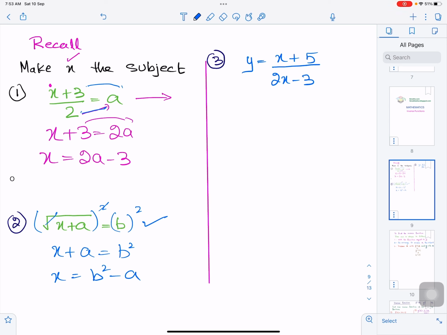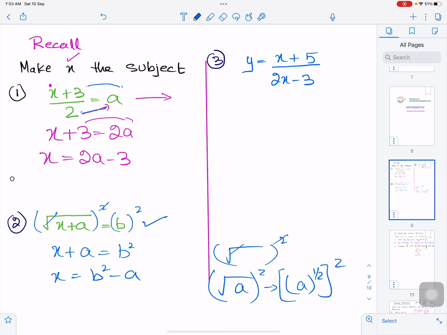Somebody asked me, when we square both sides, why does the square root cancel out? So let me explain it to you here. For example, if I have this number and write it in index form, it will be a to the power half. When you square both sides, it means a half multiplied by 2, and it cancels out. So this is the reason behind it.